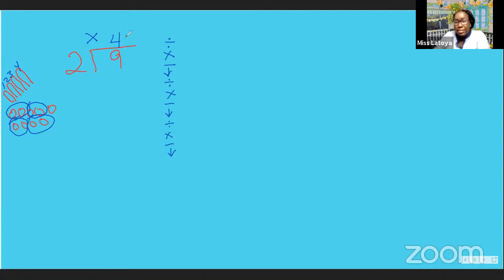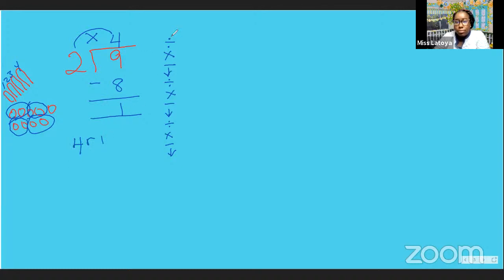2 into 9 is 4. 2 4s are 2 times 4 is 8. Now I am going to subtract. 9 take away 8 is 1. Okay, so my answer, 2 into 9. How much times could 2 go into 9? 4 with a remainder of 1.